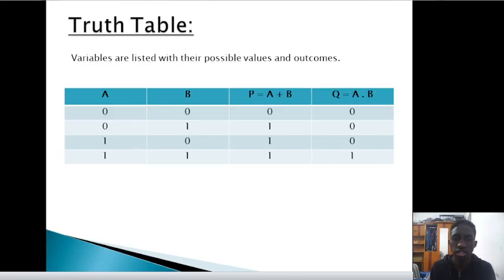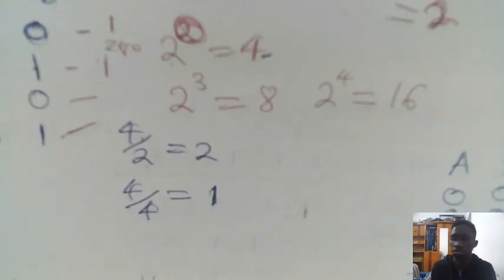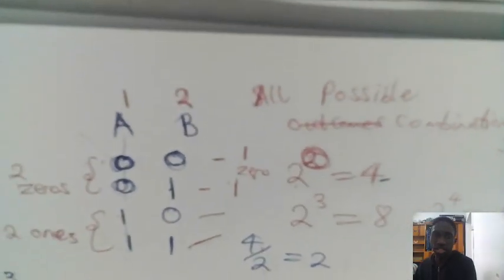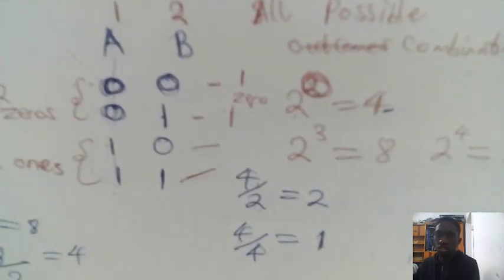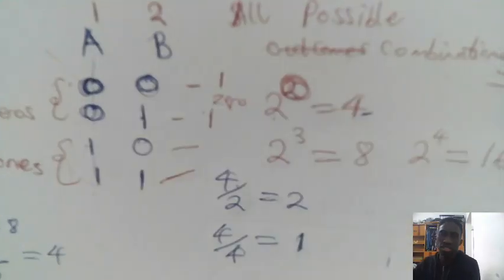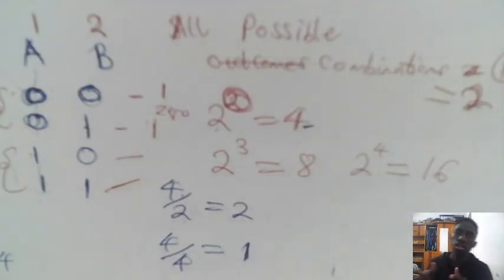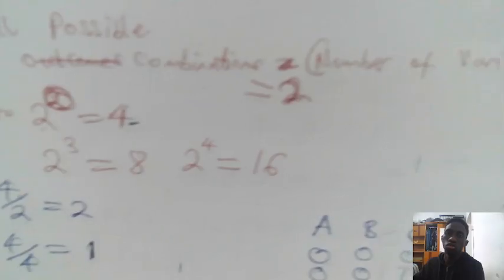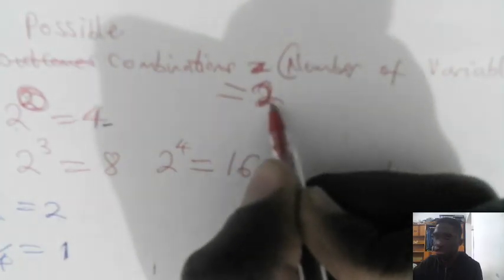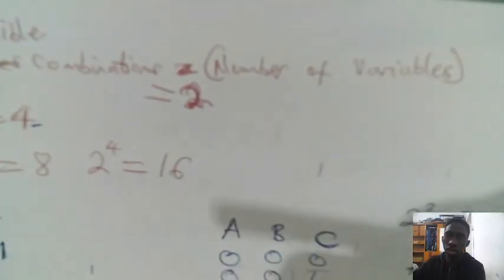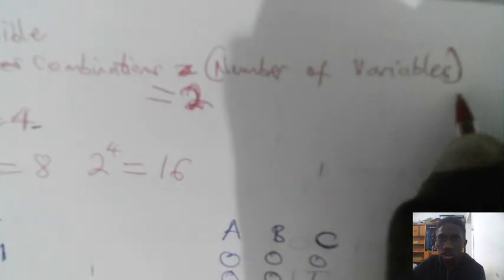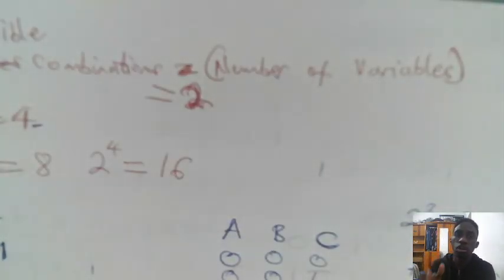Let's see that quickly. To do that, you have to analyze A and B. There's a quick formula for that: if you want to get the number of possible combinations for a set of any amount of variables, let's say 2 variables, 3 variables, 4 variables, the number of possible combinations is equal to 2 raised to the power of the number of variables.